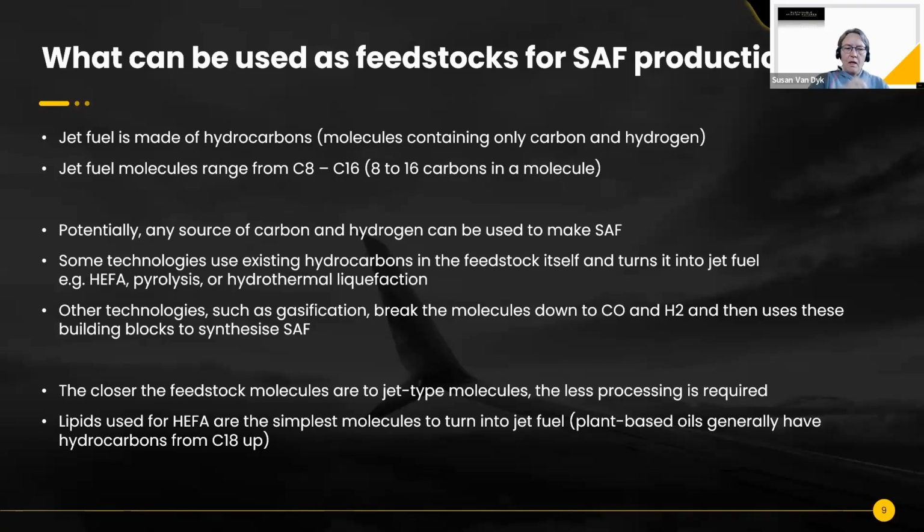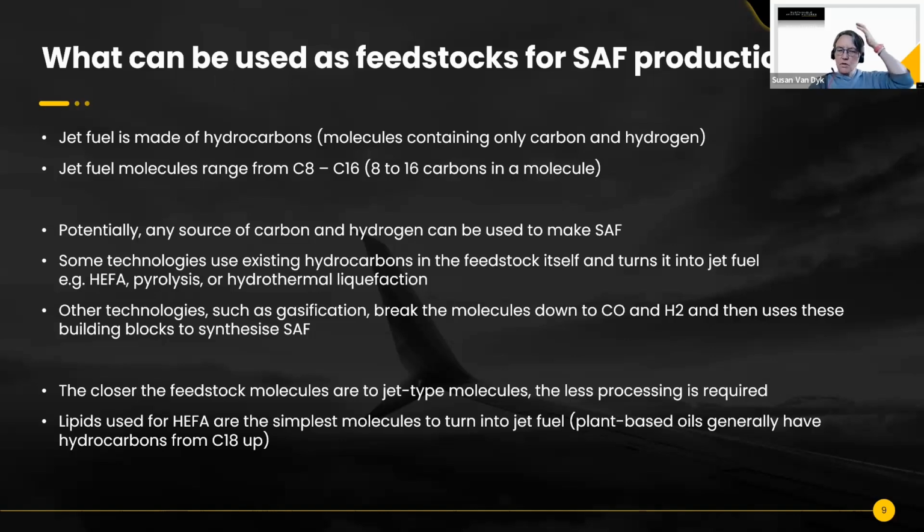So jet fuel is made of hydrocarbons, which is basically carbon and hydrogen. The characteristic of jet fuel is a carbon range from 8 carbons to 16 carbons in a molecule. And therefore, essentially, you can take any source of carbon and hydrogen and use it to make SAF.